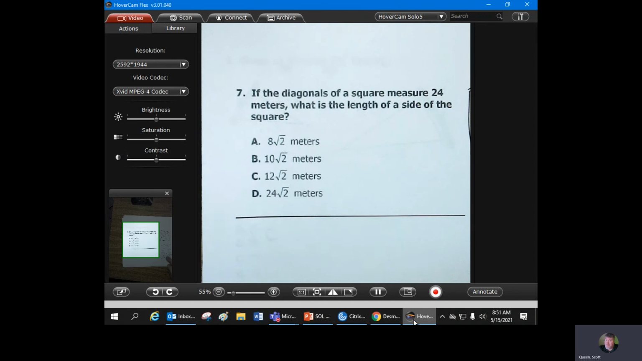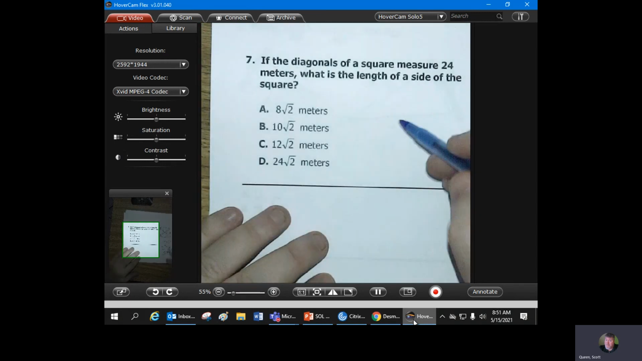All right, diagonals of a square. Now, notice, look at all our answers. Our answers look crazy. Those are radicals, aren't they? Now, you might have been taught how to do this a certain way, but most people don't remember the special ways of doing this. That said, it's still a square, so let's just draw the square.